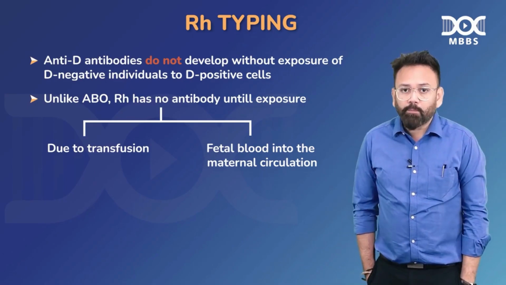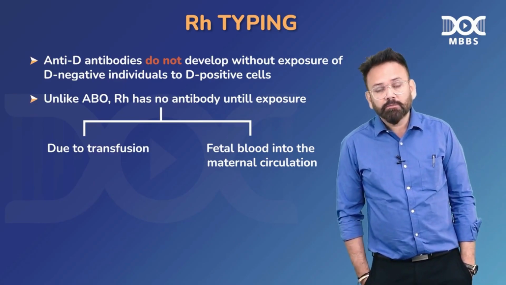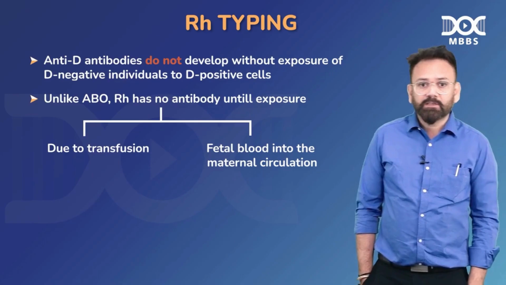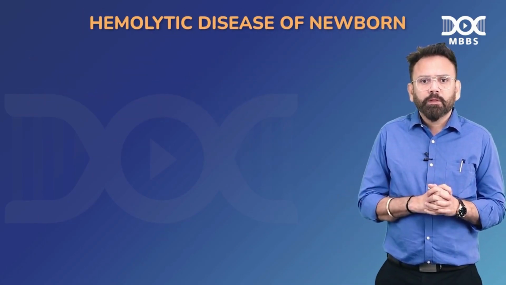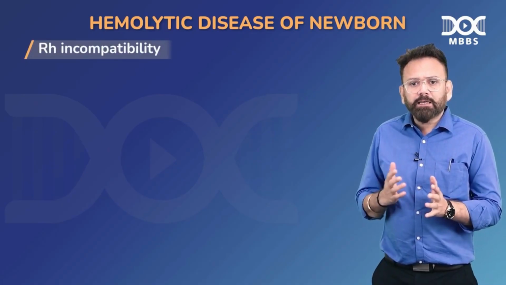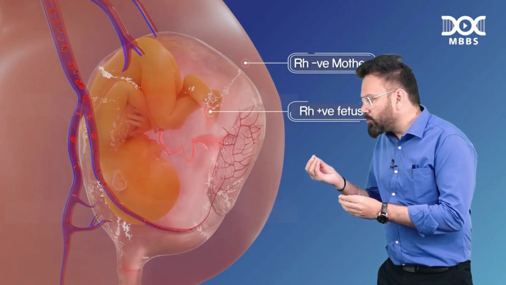Now, this is a very, very important point. That is why we keep on looking for ABO and Rh blood group before doing any transfusion. Now, coming to hemolytic disease of the newborn. This is the other complication of Rh incompatibility, which arises when an Rh negative mother is having an Rh positive fetus.